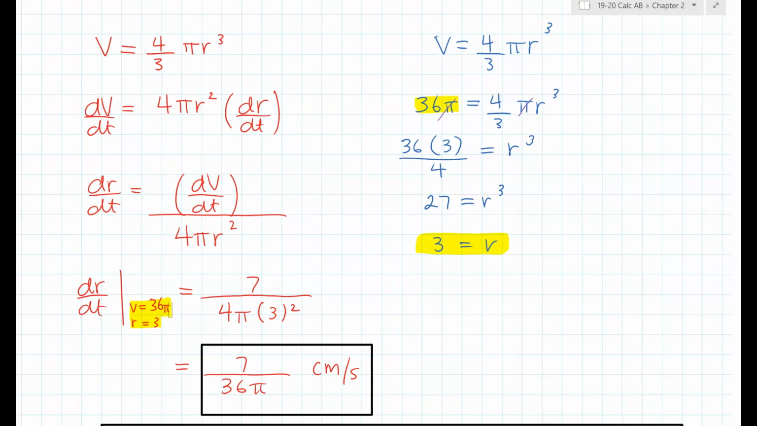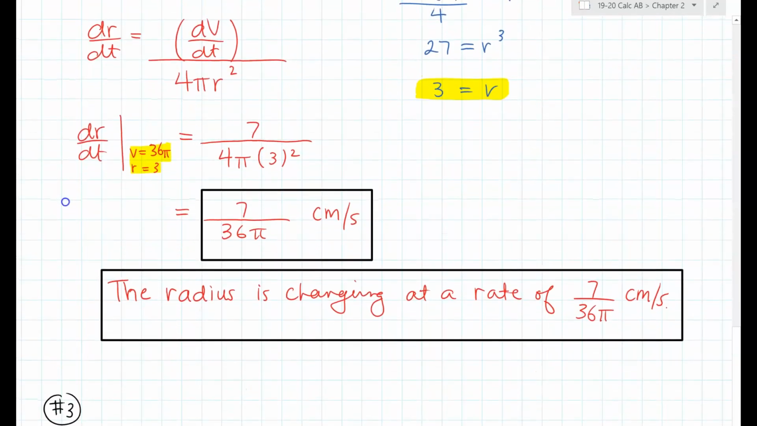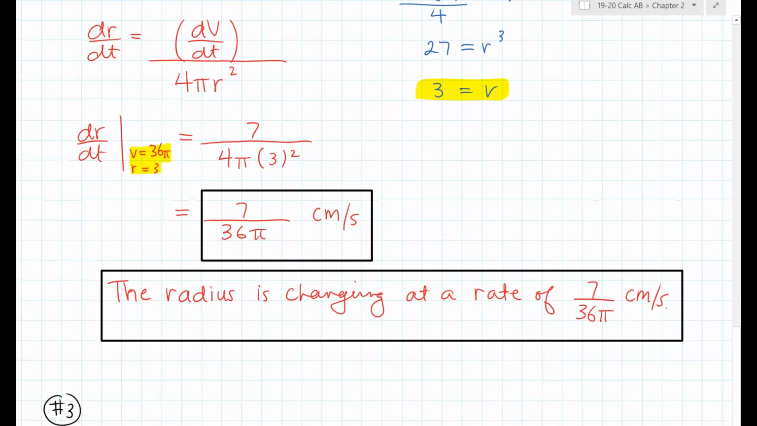So I plug in a 3 for r. I know that my dV/dt is 7. They told me that in the very beginning. So I just multiply out: 7 over 36 pi centimeters per second. I know it's centimeters per second because radius is a distance. So right there, the radius is changing at a rate of 7 over 36 pi centimeters per second.